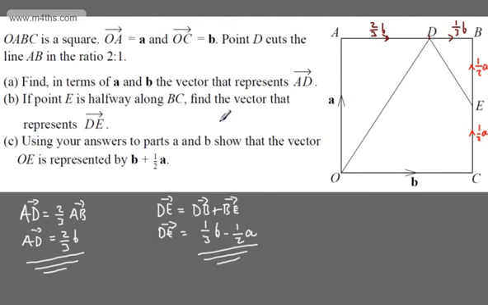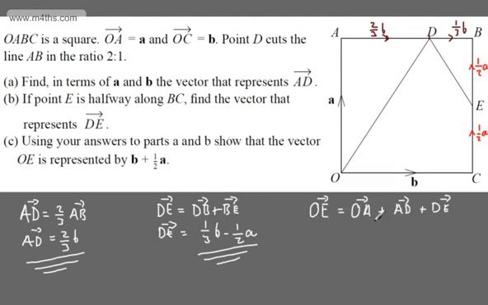In part C it says, using your answers to parts A and B, show that the vector OE is represented by B plus 1/2 A. Well, quite clearly we can see that we could go from O to C and C to E, but we need to use our parts A and B. So what we can say then is O to E could be built up with the journey now, O to A, which we're given in the question, plus now A to D, which we found out, plus now D to E, which we also found out.